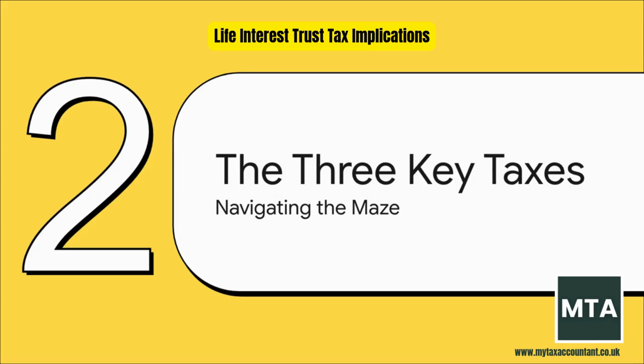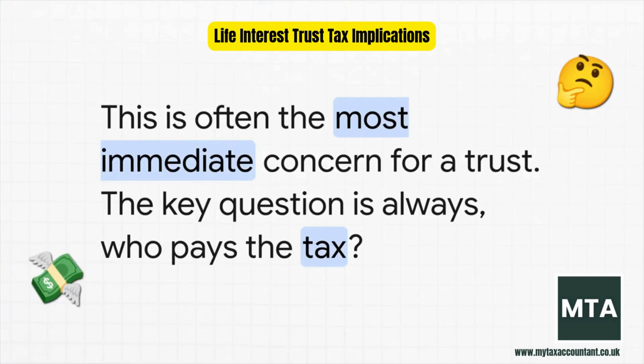All right, let's get into the part that everyone wants to know about, the tax. And we're talking specifically about the 2025-26 tax year. Now, I know this can feel like a total maze, but don't worry. We're going to break down the 3 big taxes you absolutely have to understand. So first up is income tax. This is usually the one you'll deal with most often. Any income the trust makes, from rent, savings, whatever, it all has to be declared. But the million-dollar question is, who actually pays the tax bill? Is it the trust itself or the person who gets the money?